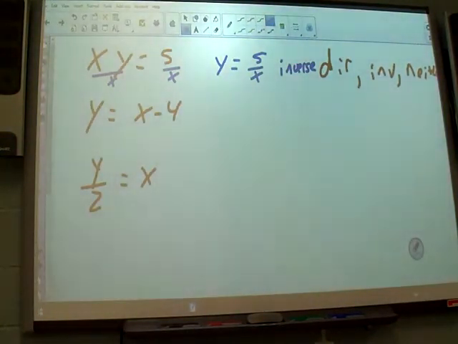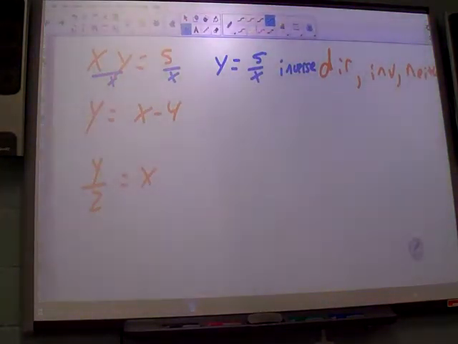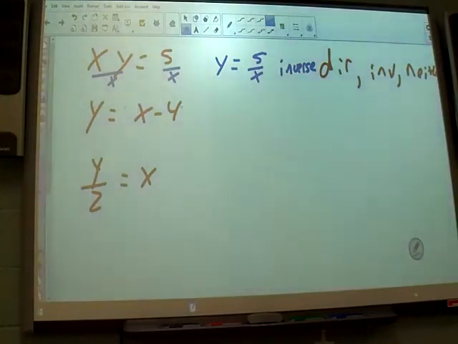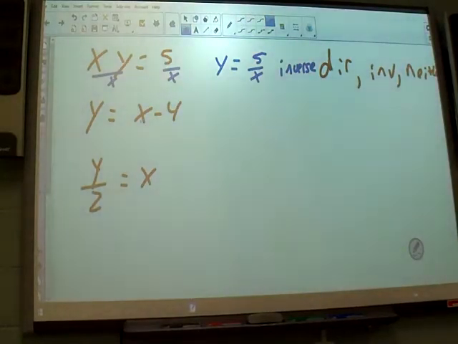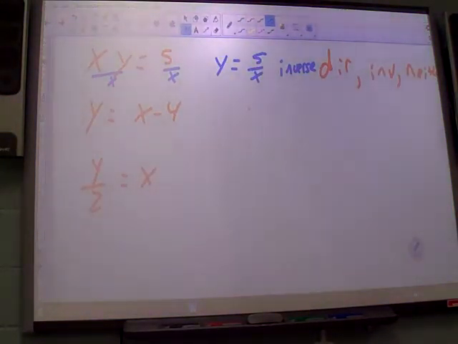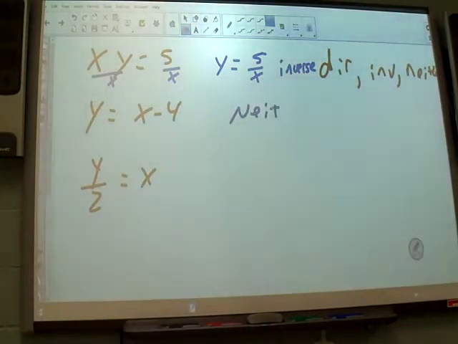The second one, on number 2, the y is already by itself, so it's already solved for y. So we're looking here, our choices are if x is being multiplied by a number, no, it's not. Is x being divided by? No. So Grant will be correct, that one would just be neither.